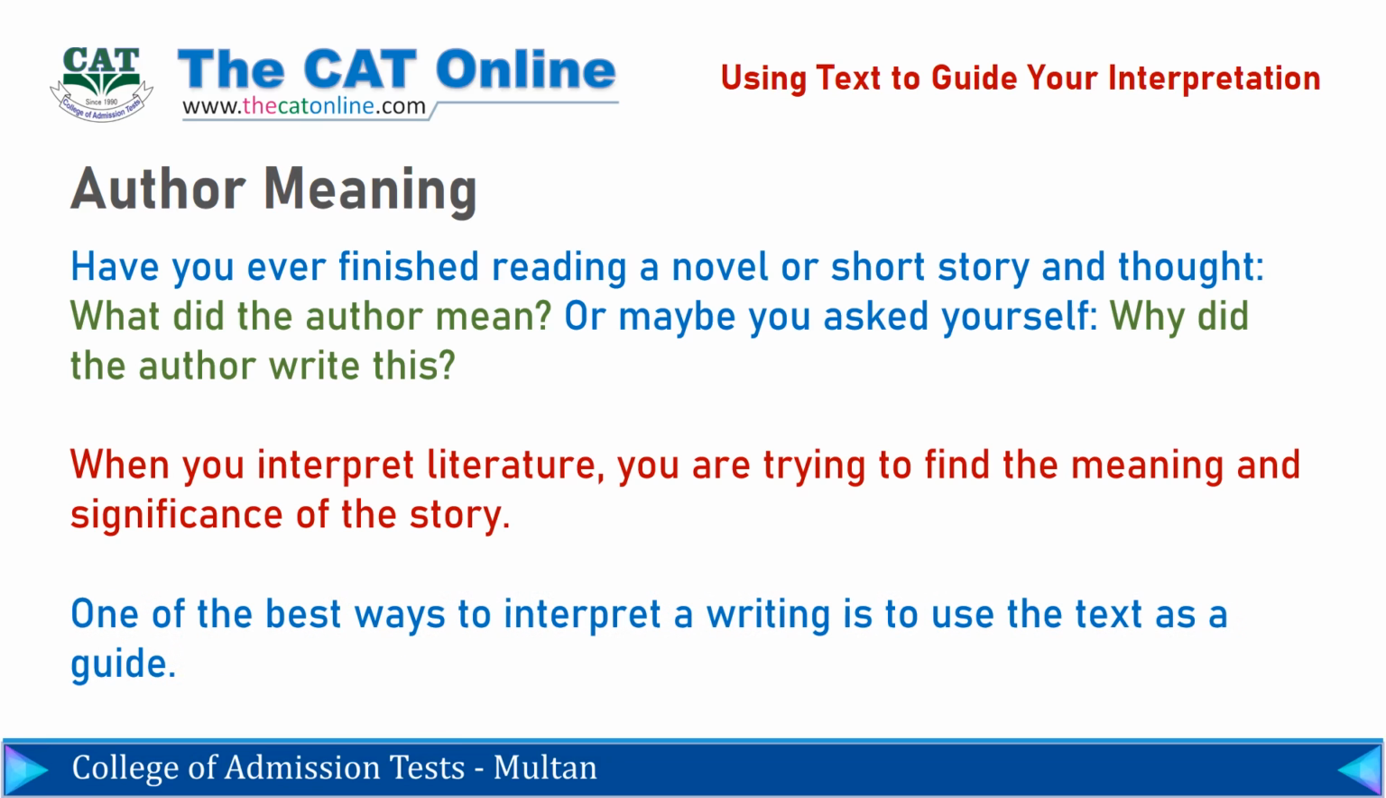One of the best ways to interpret a writing is to use the text as a guide. When you use the text as a guide, you are examining the main elements of the story and seeing how they relate to each other to find the meaning and importance of the story.